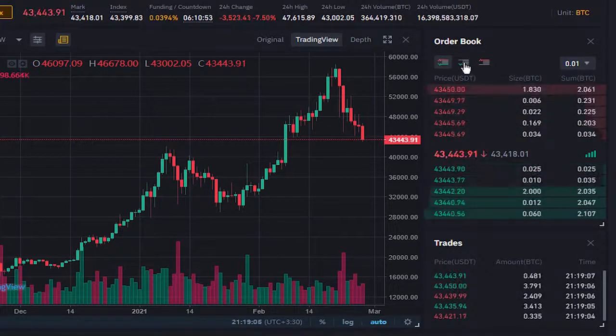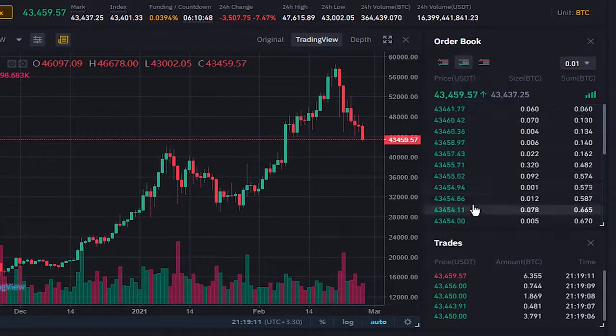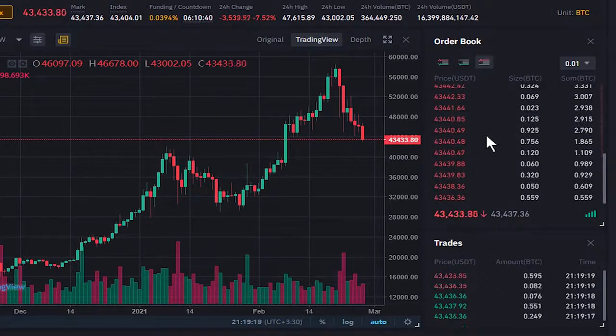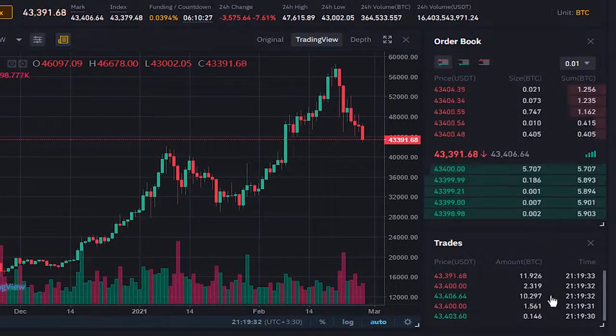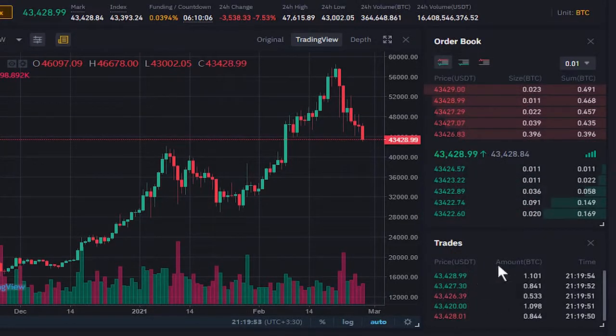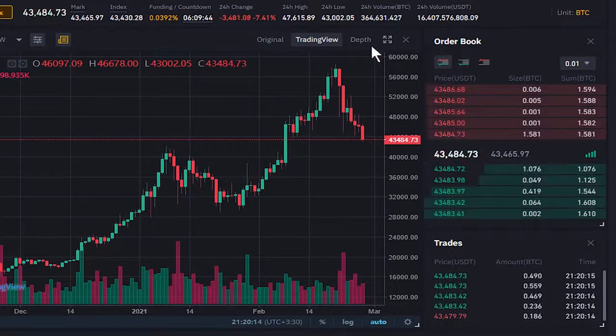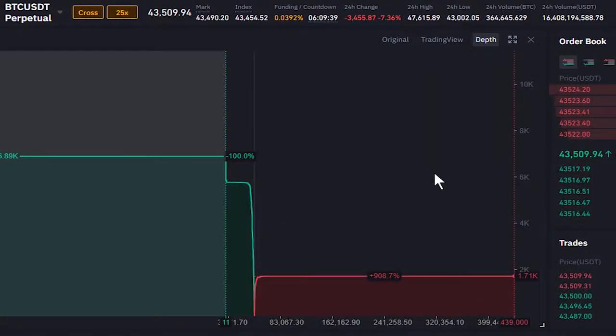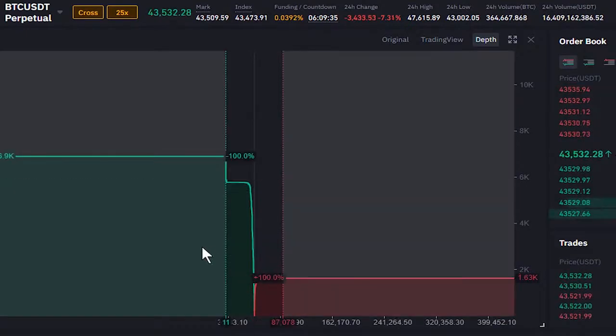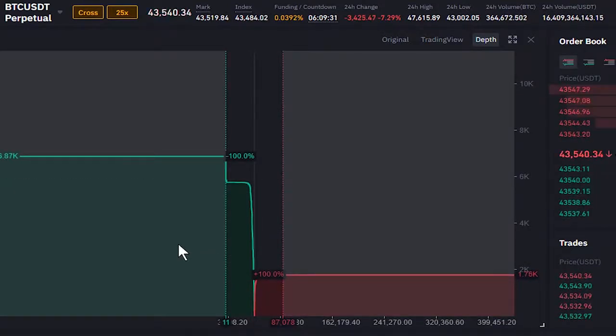And here, by the help of this button, you can have a larger list of only pending buying orders or pending selling orders, as you can see. And the most recent completed orders are shown here in the trades section. So here, these are the most recent trades that are successfully completed. We can also have a graphical representation of the order book here by selecting this tab. It's actually a cumulative graph. The left side shows pending buying orders and the right side shows pending selling orders.